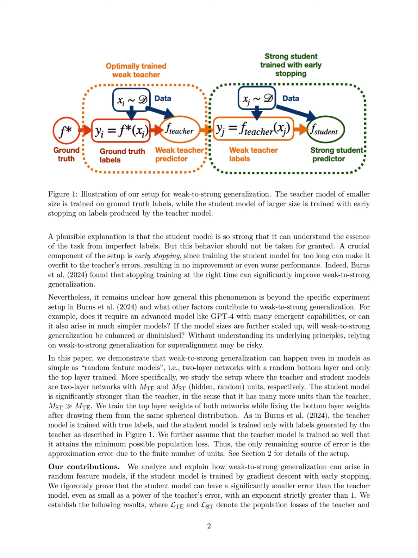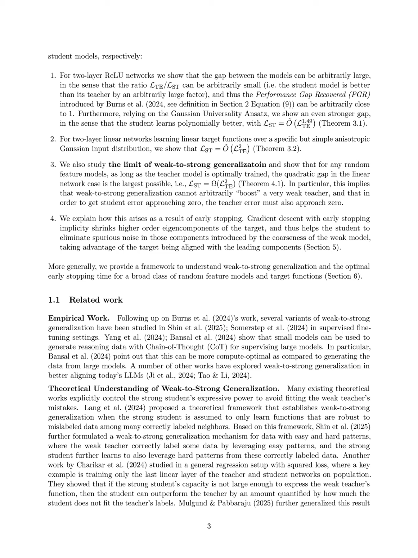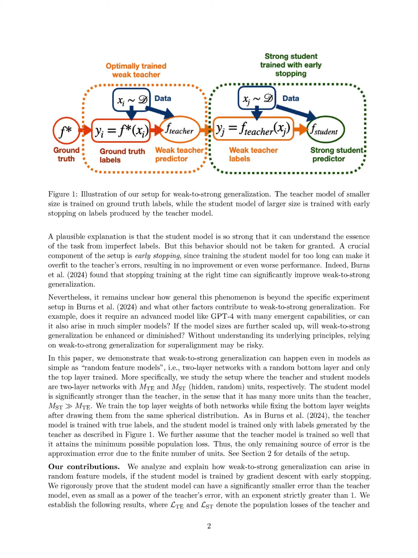The paper demonstrates that weak-to-strong generalization can lead to significant improvements in error rates for student models compared to teacher models. Specifically, it establishes that the student model can achieve an error rate that is polynomially smaller than that of the teacher model, with an exponent greater than 17, indicating a substantial performance gap. For two-layer ReLU networks, the student model's error can be arbitrarily smaller than the teacher's, with the performance gap recovered, PGR, approaching 1. In the case of linear networks, the student error is shown to be quadratically smaller than the teacher error, confirming that the student can effectively learn from the teacher's imperfect labels.